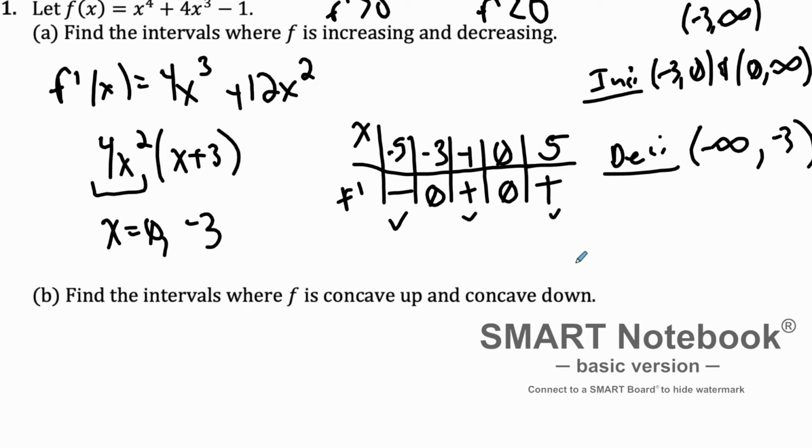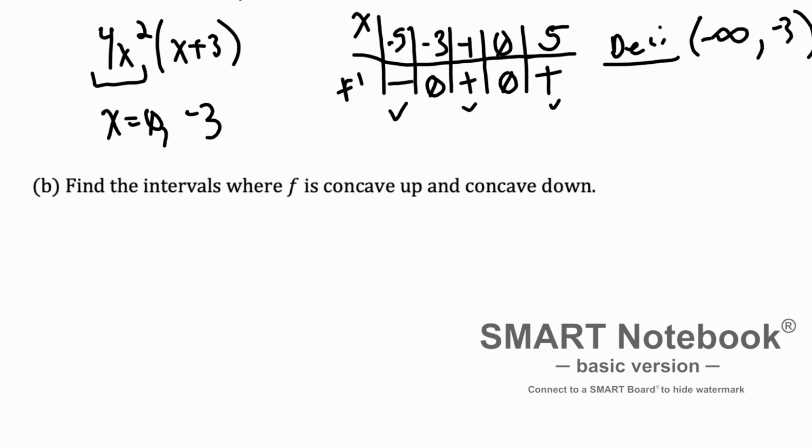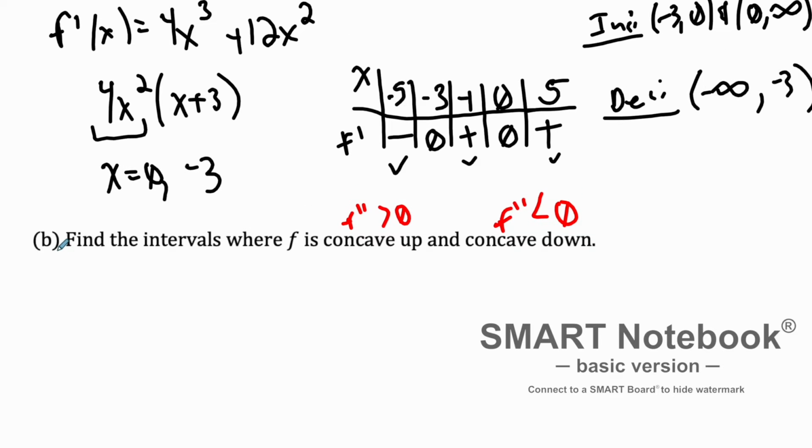All right. Next up, I want to know where this function is concave up, which means second derivative greater than 0, or where it is concave down, which means second derivative less than 0. So we first need to take our function's derivative, right here, and take the derivative of that to get our second derivative.